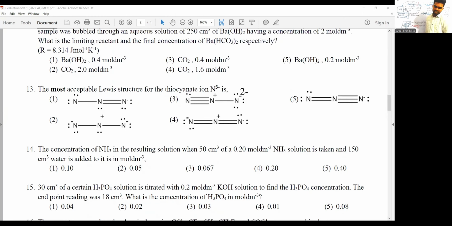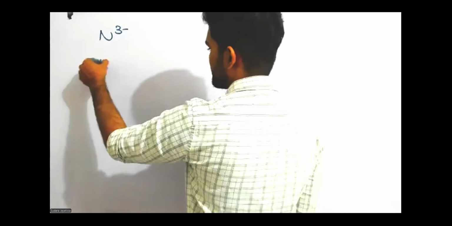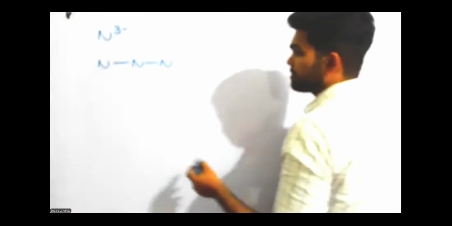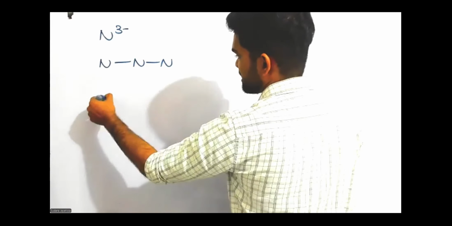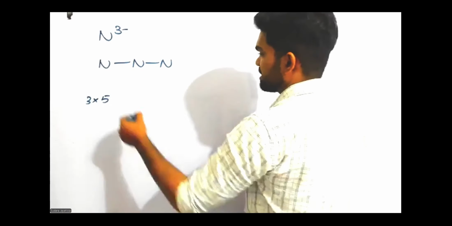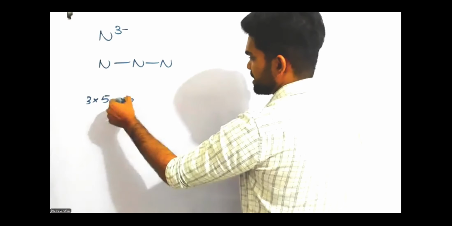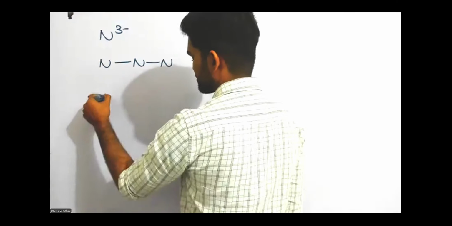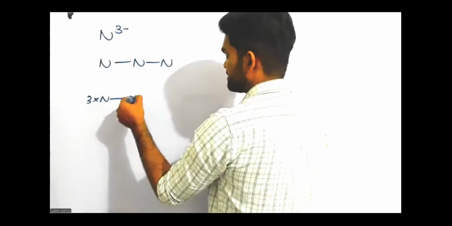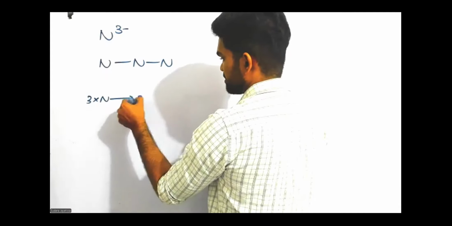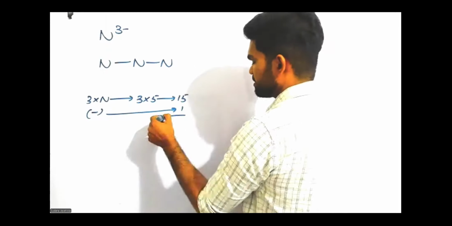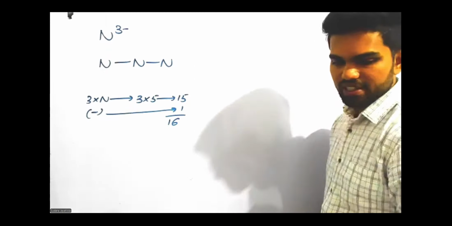It's asking for the most acceptable Lewis structure for thiocyanate. So let's see how to get that structure according to our Lewis method. So this will be the skeleton. Find out the total number of valence electrons. From one nitrogen you have 5 valence electrons, so 3 into 5, 15 valence electrons. And with that negative charge, it means extra electrons, so add them, you'll get 16 valence electrons.